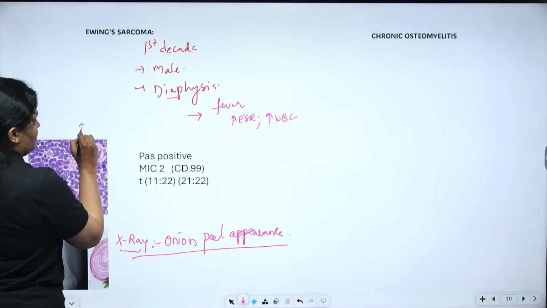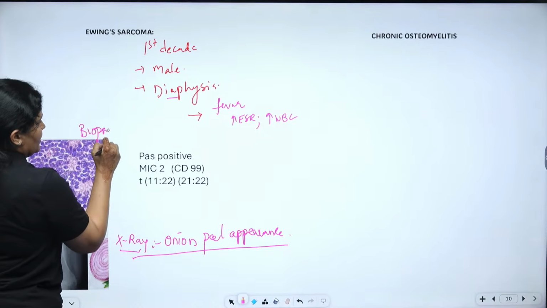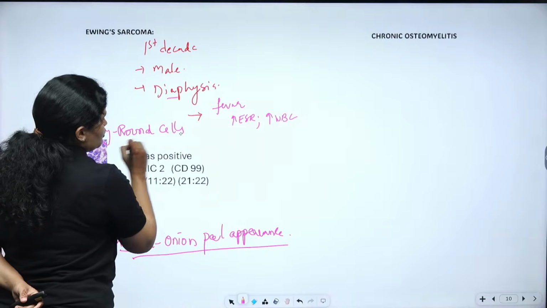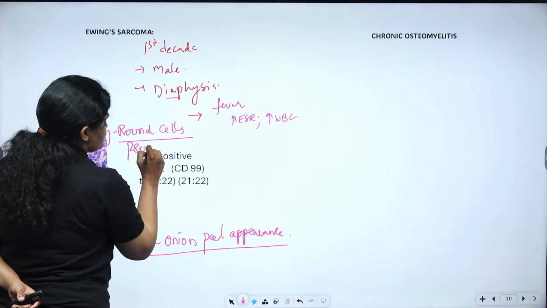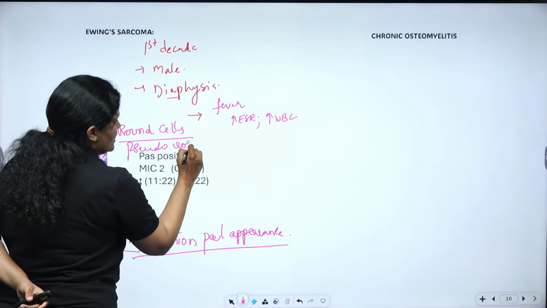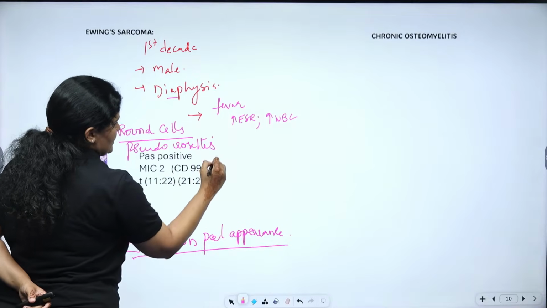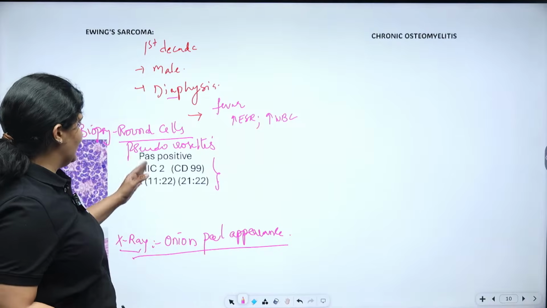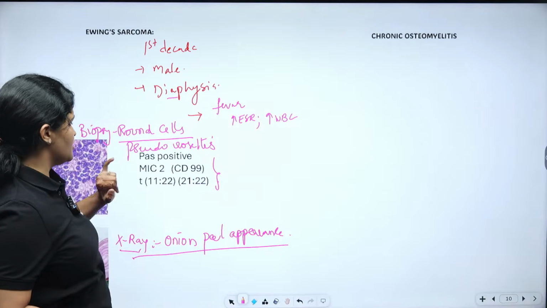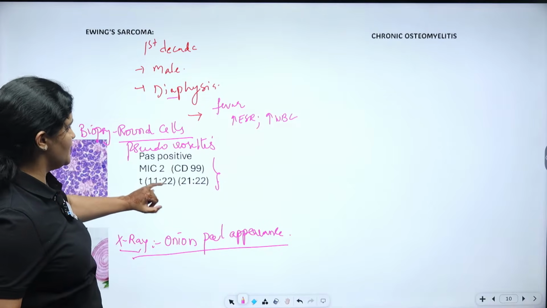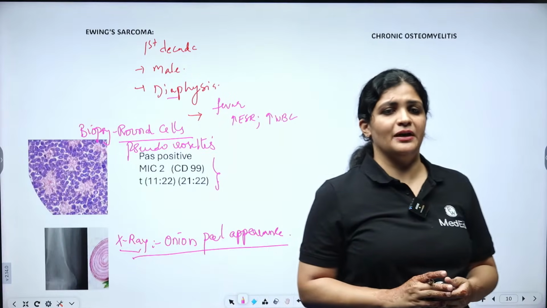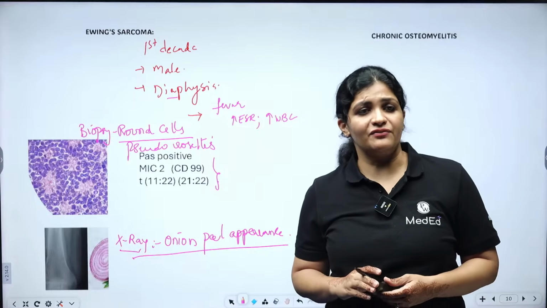Then when you go for biopsy, if you remember, it is a round cell tumor. So round cells with pseudo rosettes. These are called the pseudo rosettes. And all these things like PAS positive, diastase digestible, and then MIC2 CD99 positive, and translocations present at 11;22 and 21;22. So whenever they give all this information, it is mainly suggesting Ewing sarcoma.